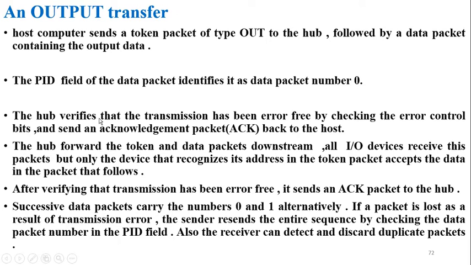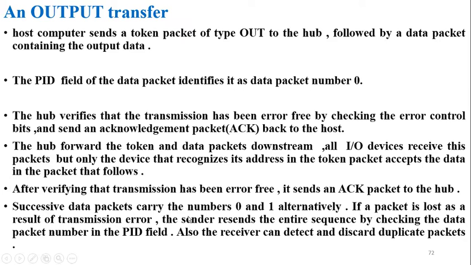The hub verifies that the transmission has been error-free by checking the error control bit and sends an acknowledgement packet back to the host. The hub forwards the token and data packet downstream. All the IO devices receive this packet, but only the device that recognizes its address in the token packet accepts the data in the packet that follows. After verifying that the transmission has been error-free, it sends an acknowledgement packet to the hub.